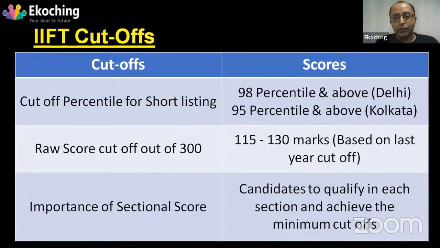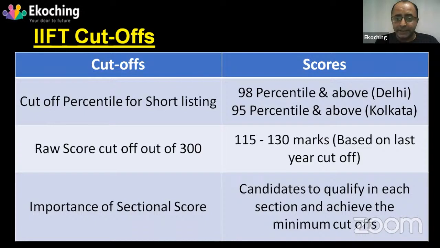Cut off देखा जाए तो to get into Delhi campus you require 98 percentile and above, and to get into Kolkata campus you require 95 percentile and above. So overall आपको 115 से 130 मार्क का requirement होगा to get into the calls from IIFT Delhi or Kolkata campus for getting into the next rounds like GD or extempore जो मैं discuss किया.